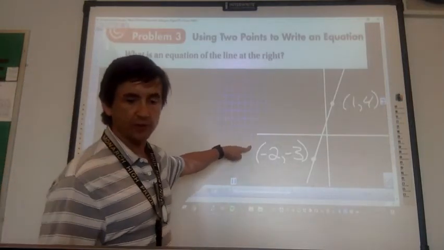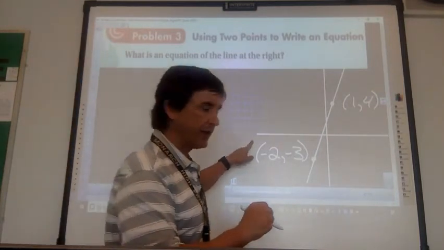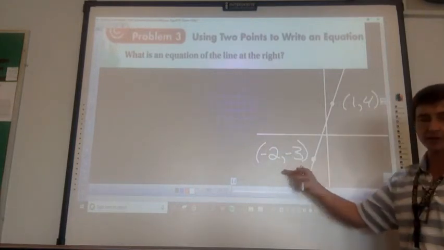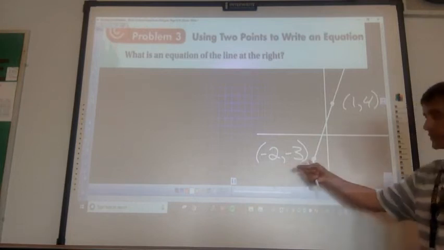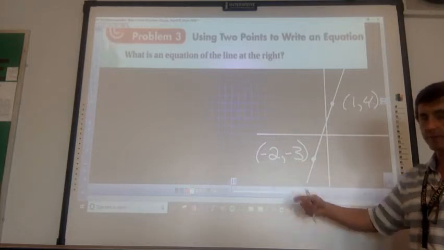So I'm going to read these ordered pairs off to you. You want to sketch that graph on your paper. This top ordered pair is 1, 4. The bottom ordered pair is -2, -3. So 1, 4 and -2, -3.